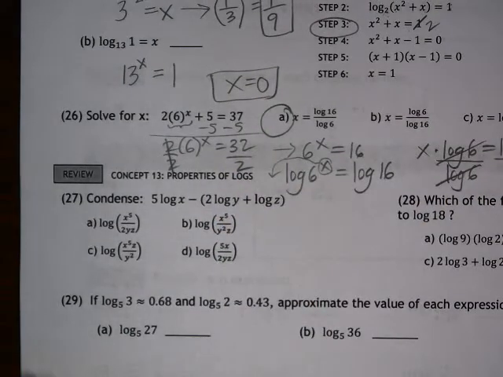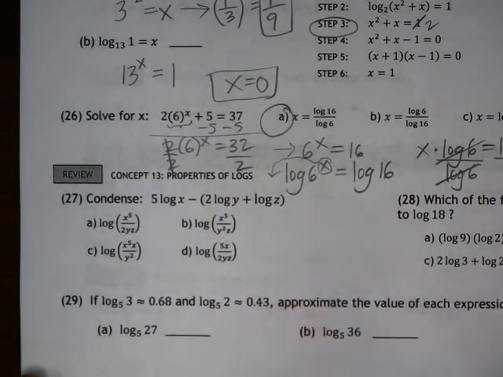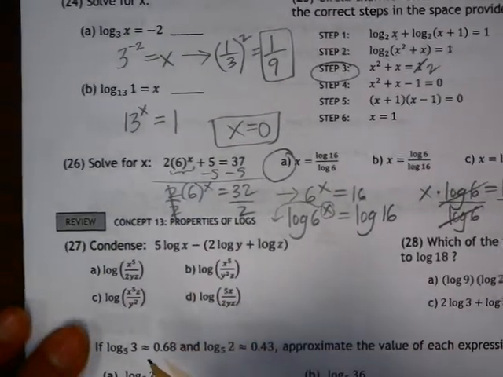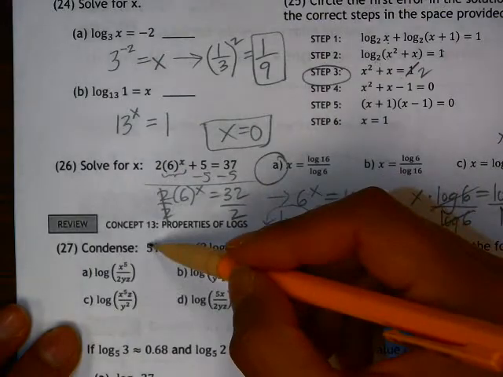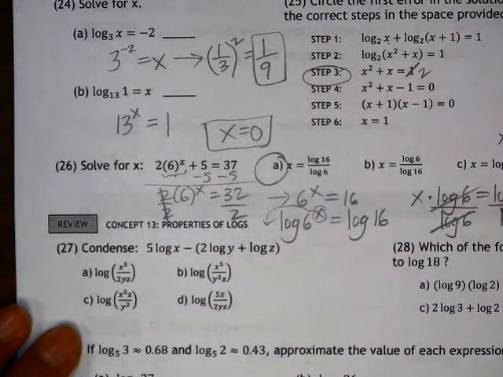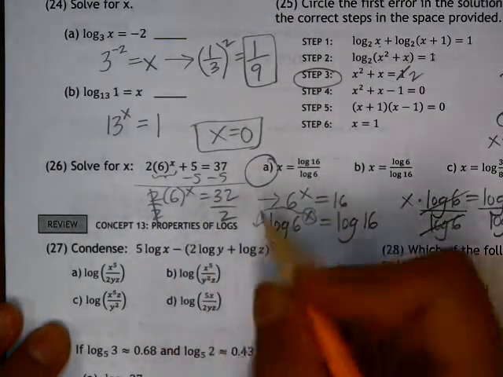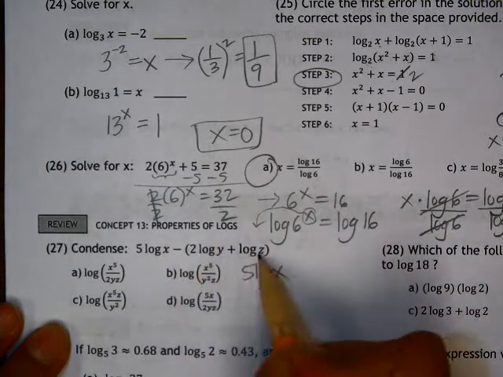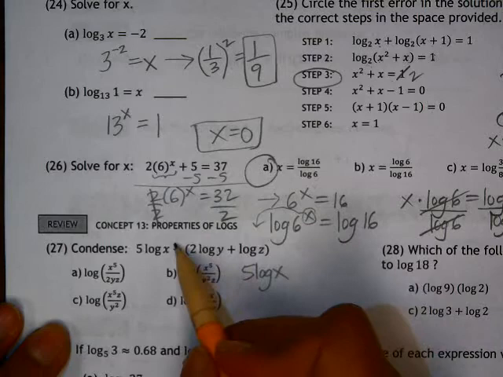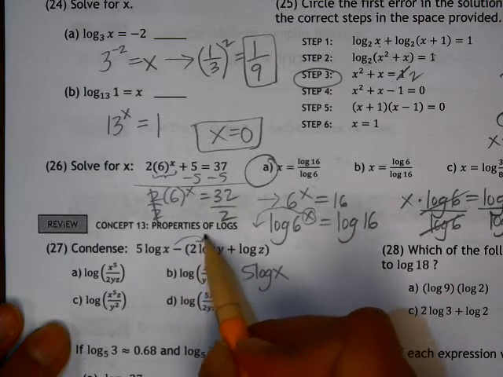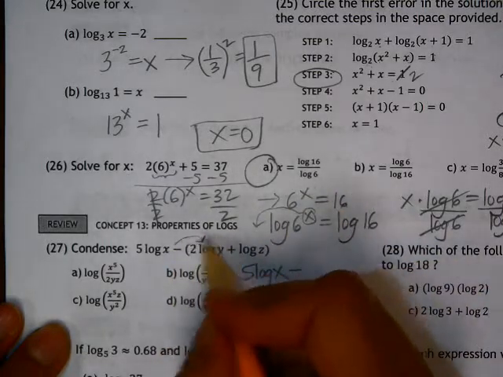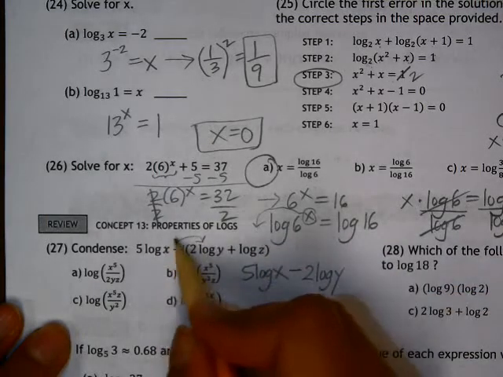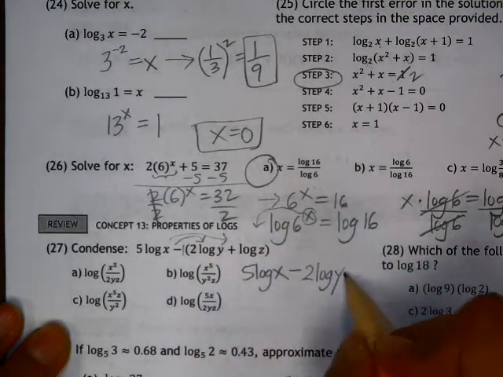Concept 13 is using properties of logs to simplify expressions. On number 27, we have a multiple choice question, and we have to condense this expression. So we have 5 log x, and we're subtracting the quantity 2 log y plus log z. So we need to subtract, or distribute the -1, to the 2 log y and to the log z.